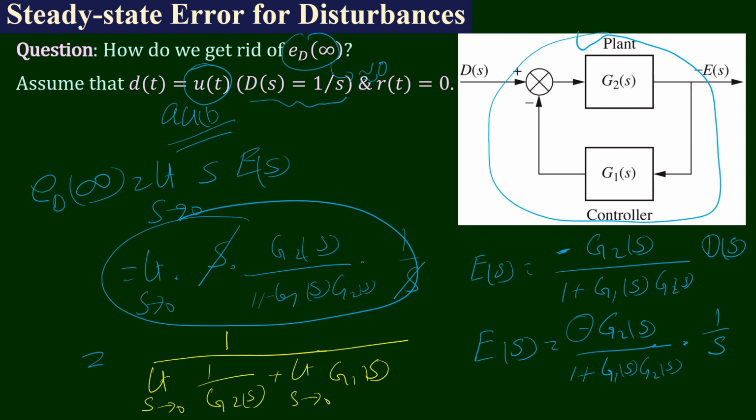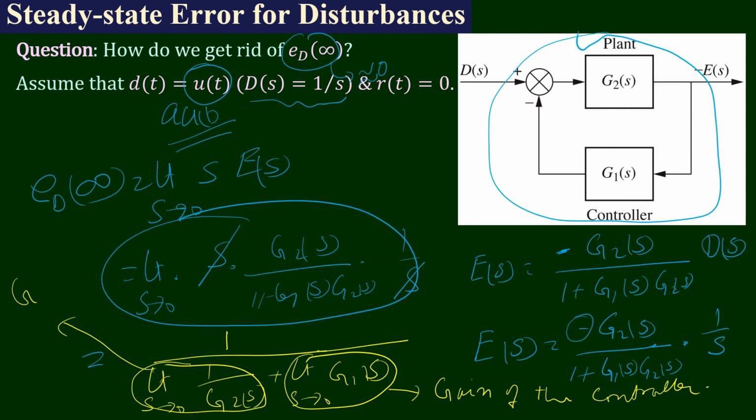And you know that when we write this limit, it means the gain of the controller. And here when we look, this is the gain of the plant. So whenever the gain of the plant is small, this means the inverse of the gain of the plant is large, and if the gain of the controller is large, the amplitude of the steady state error will be small.